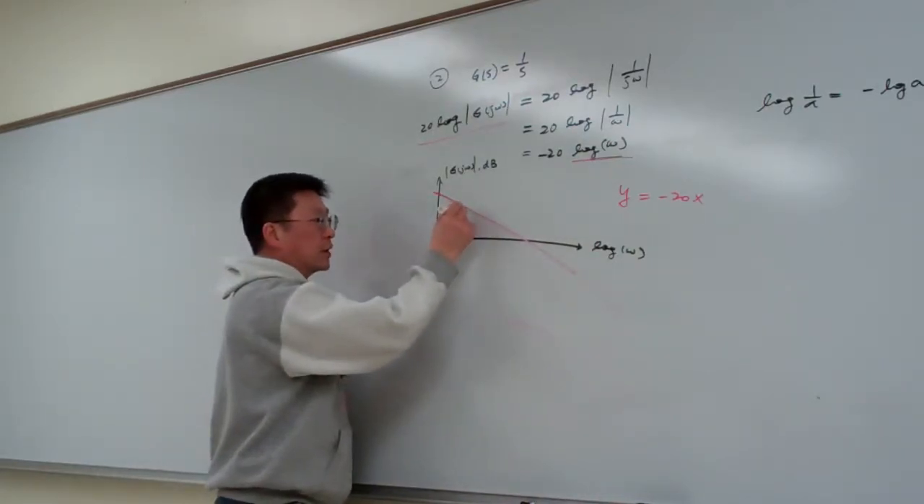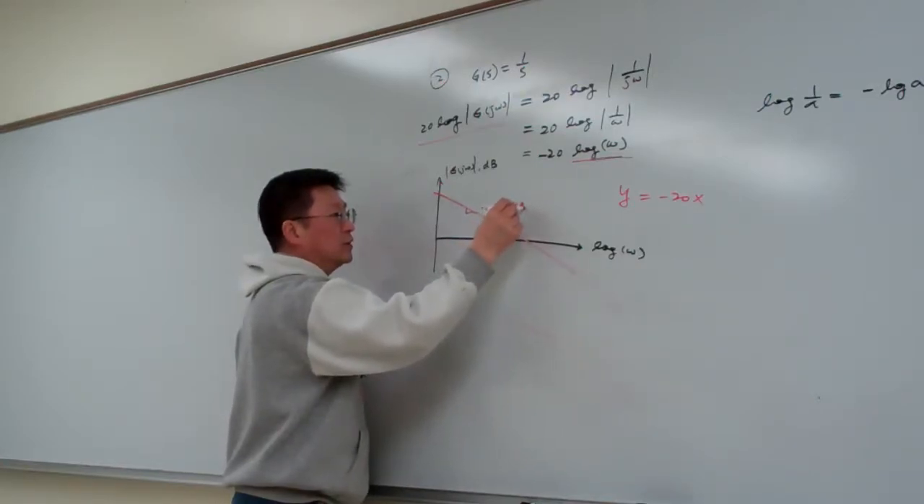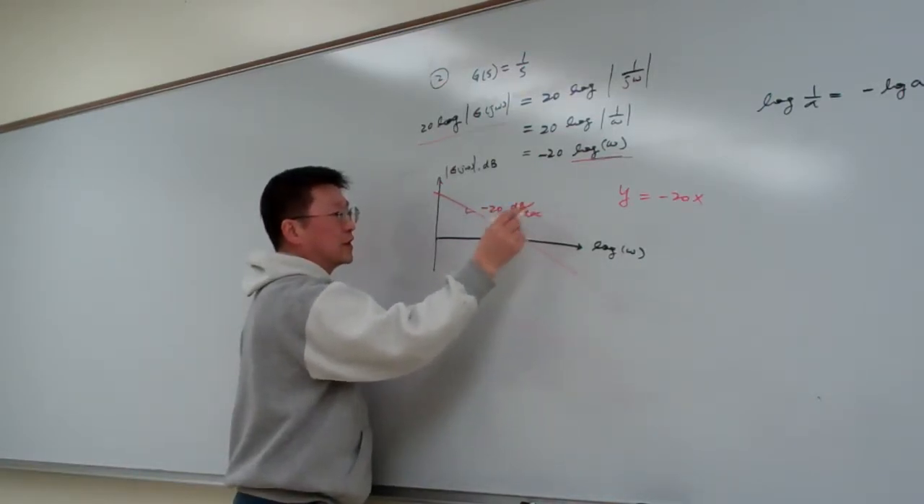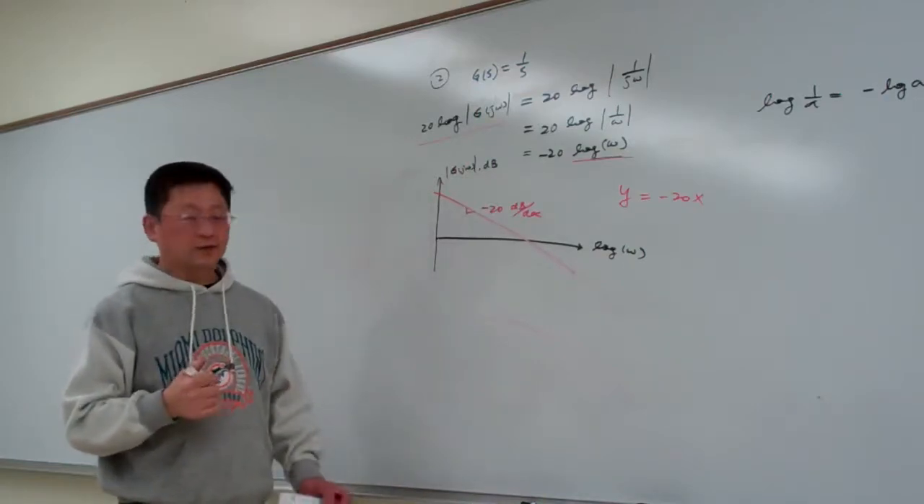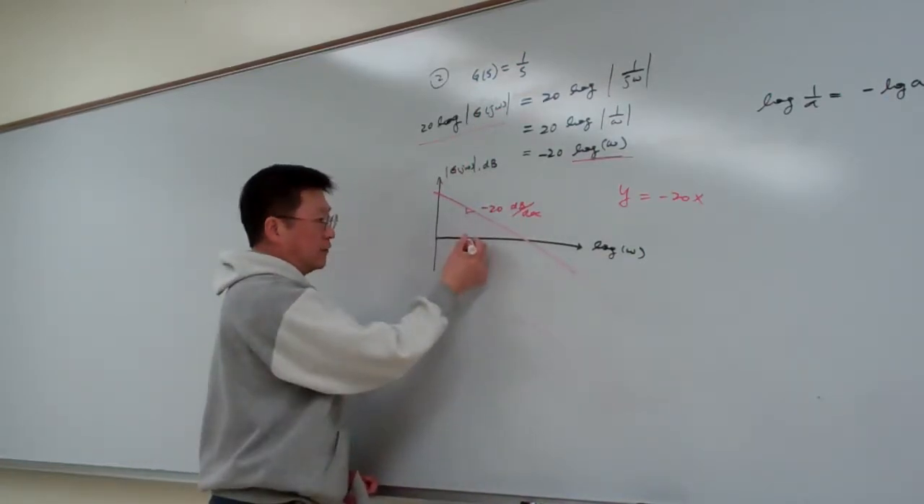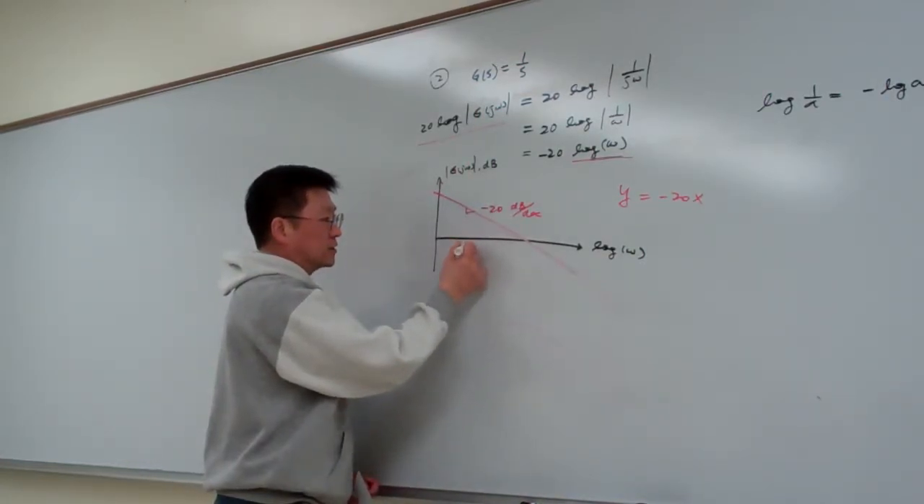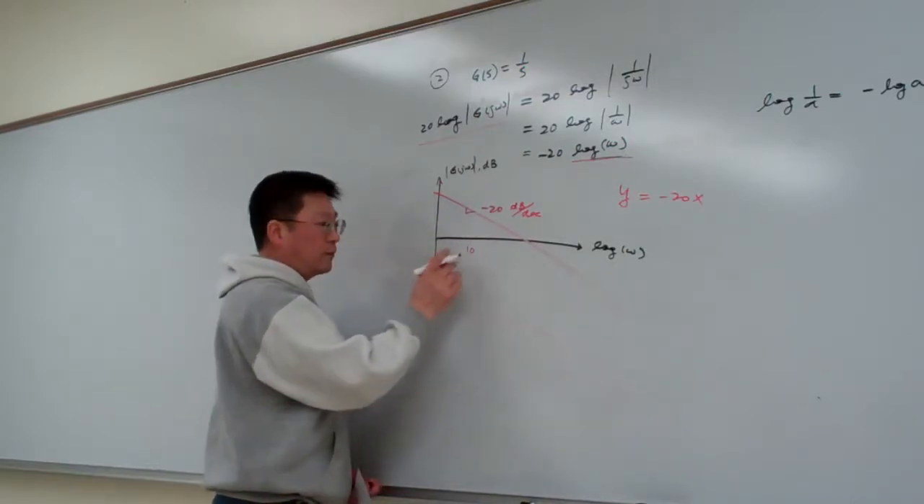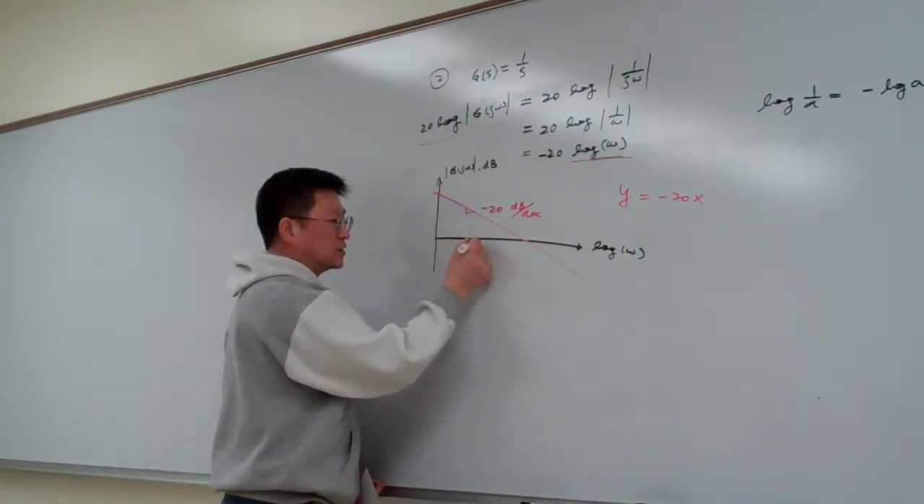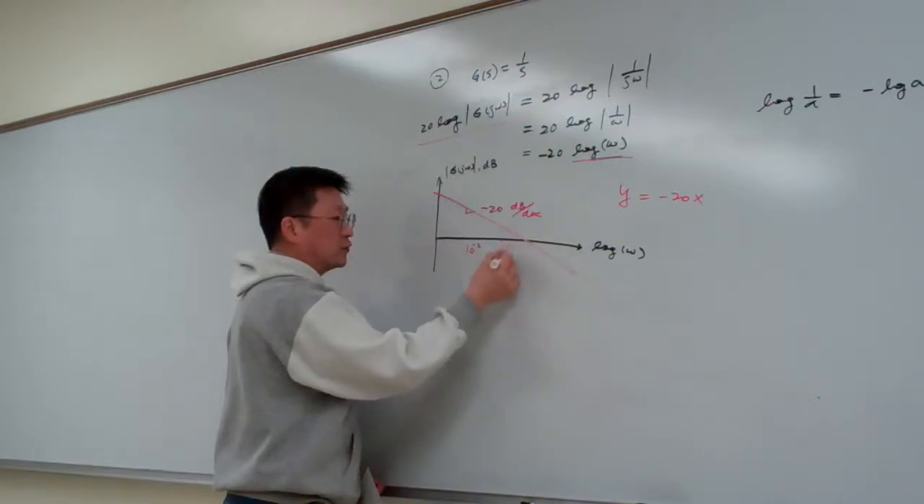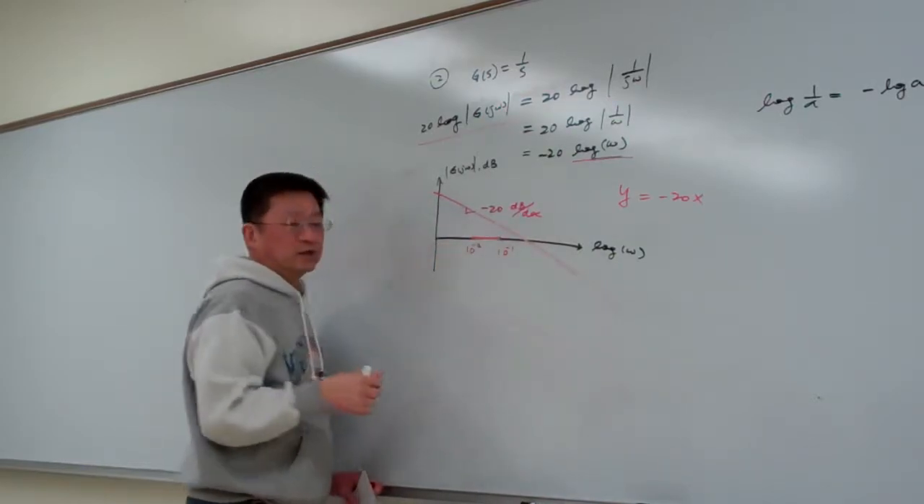And here you can emphasize the slope equals minus 20 dB per decade. You know the decades, right? For example, this is 10, let me make up 1. So for example, this is 10 to the minus 2 and 10 to the minus 1. From here to here is called 1 decade.